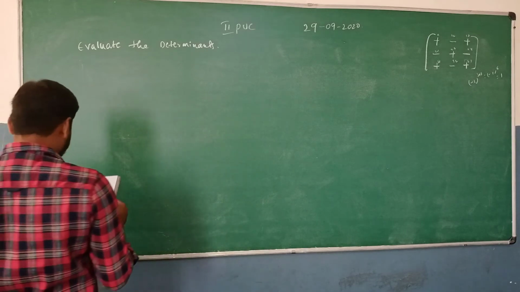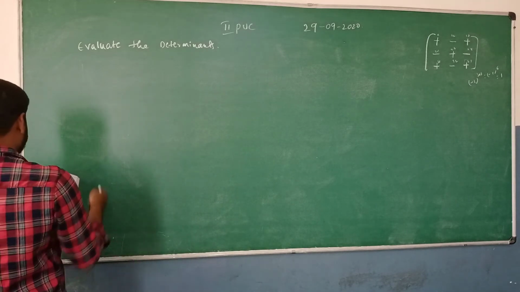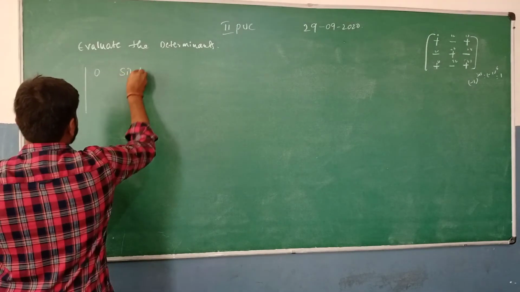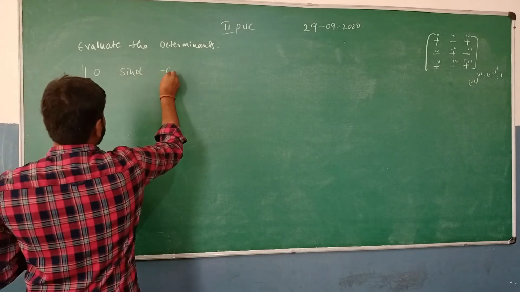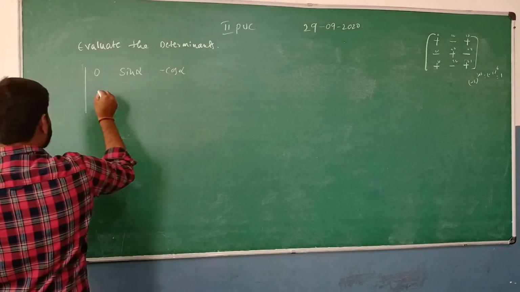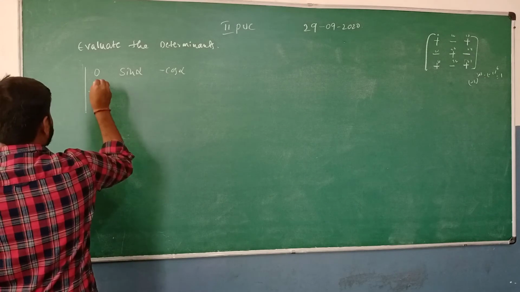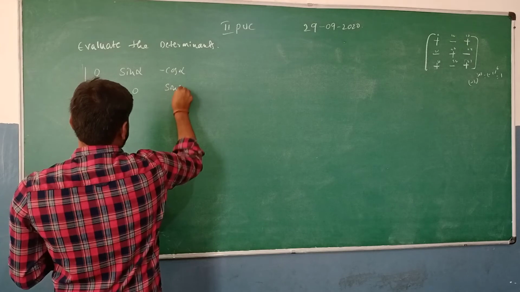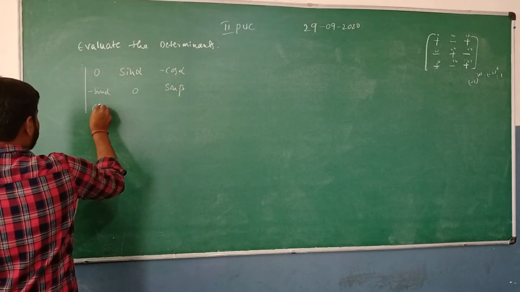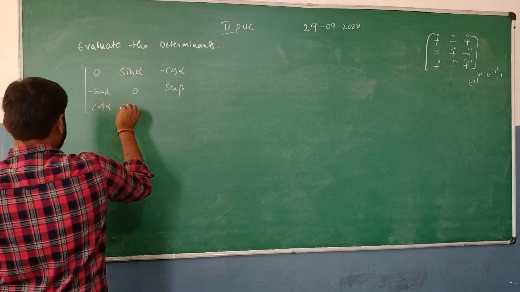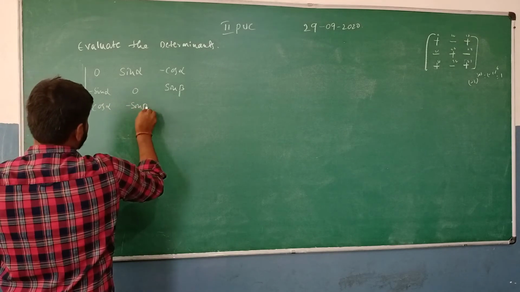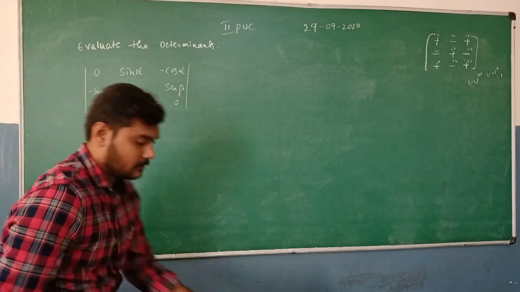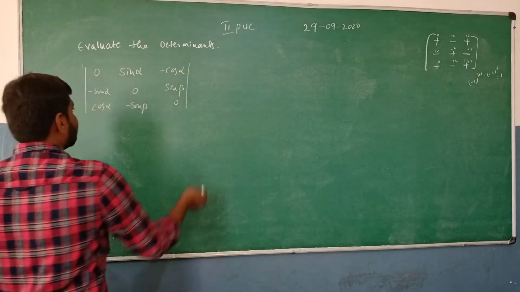So okay, next one is the determinant with rows 0 sin alpha cos alpha; minus sin alpha 0 sin beta cos alpha; minus sin beta 0. Okay, so we solve it directly here.